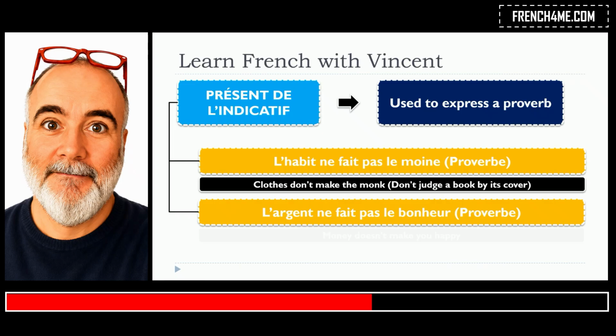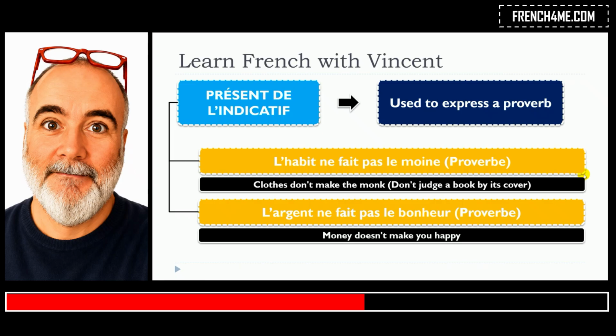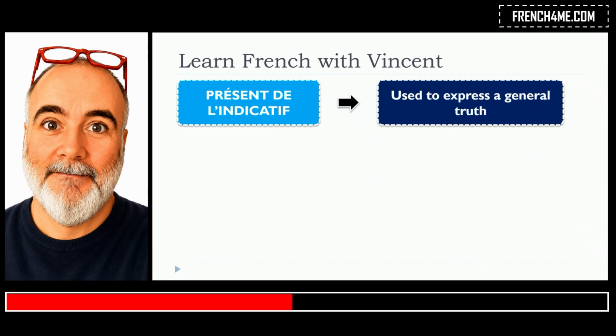L'argent ne fait pas le bonheur. Same thing here. L'argent ne fait pas le bonheur. The verb is faire. We will use it in the present form. Fait, third person of the singular. L'argent ne fait pas le bonheur. L'habit ne fait pas le moine. L'argent ne fait pas le bonheur.